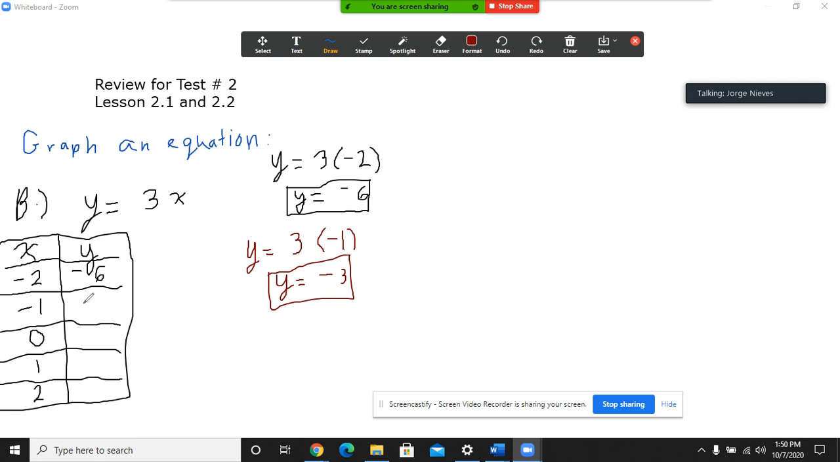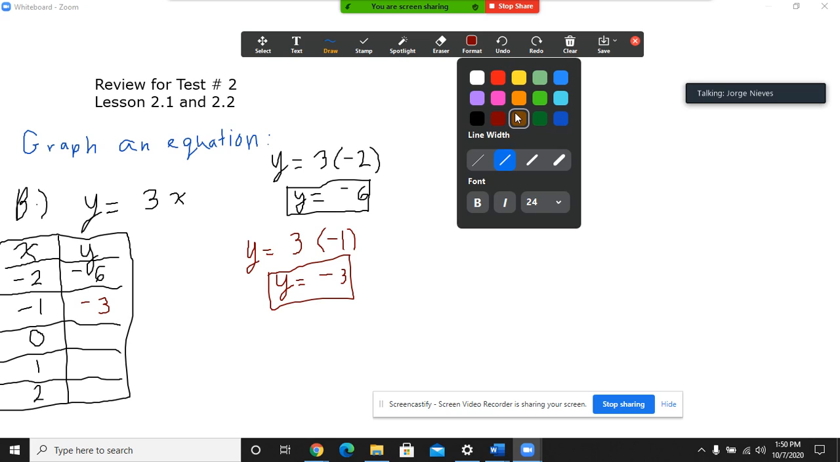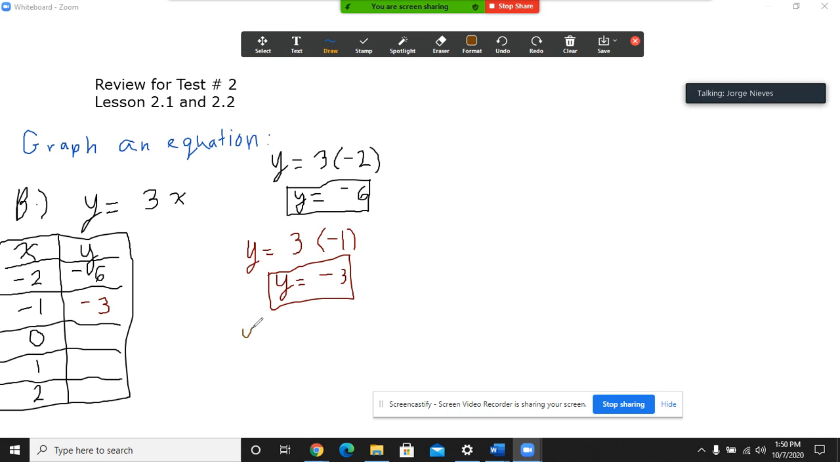So negative 3 goes here, okay? Now we're going to evaluate if x is 0, okay? So let's do it. So we see that 3 times 0, well, it's going to be 0. Okay? So we got this coordinate that is 0, 0, x0 and y0. So it's going to be the origin of the graph.